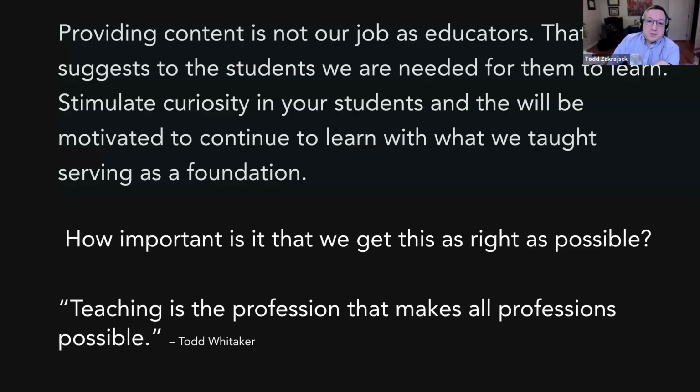And it's very important to get all this right, because I'm going to finish with my favorite quote, and it's attributed to Todd Whitaker, although there's a lot of variations. Teaching is the profession that makes all professions possible. All those fancy pants doctors and lawyers and everything else were taught. And so that's what we do. And we're not amateur teachers. We're professional teachers.